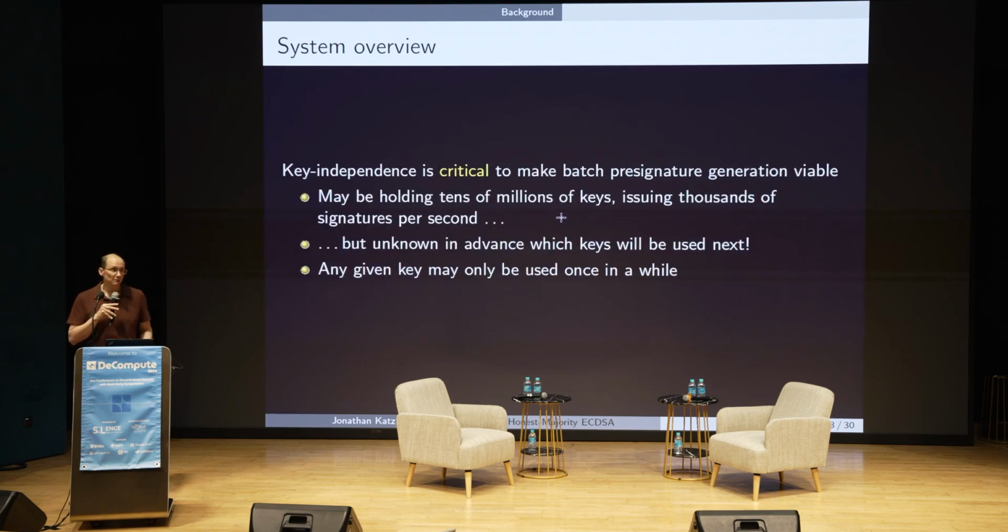So the key independence property allows you to avoid this problem, this bottleneck, generate those pre-signatures that are not tied to any particular key, and then regardless of which keys are going to be used to sign the next M requests, you can handle them using the pre-signatures that you've generated.